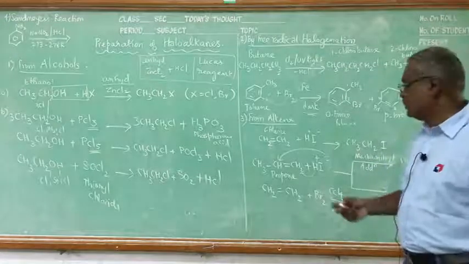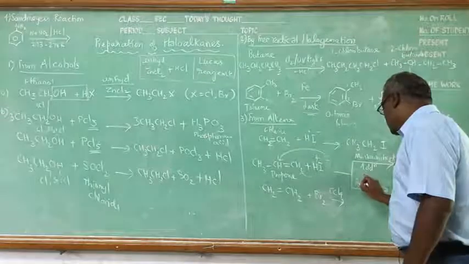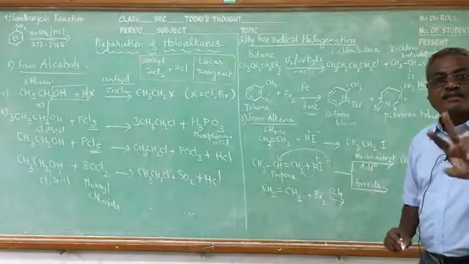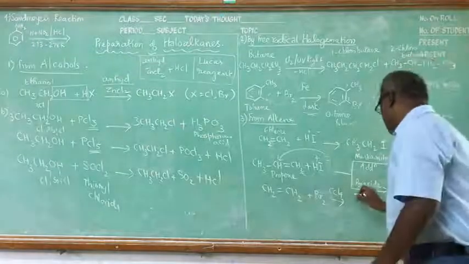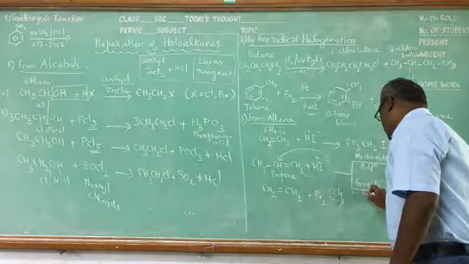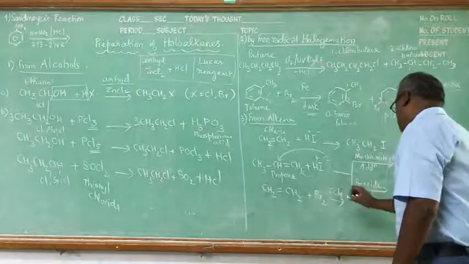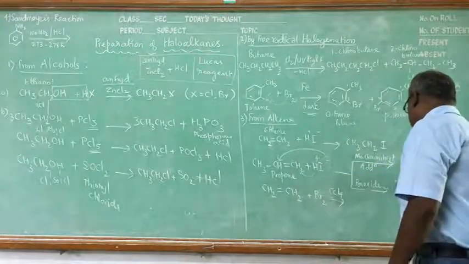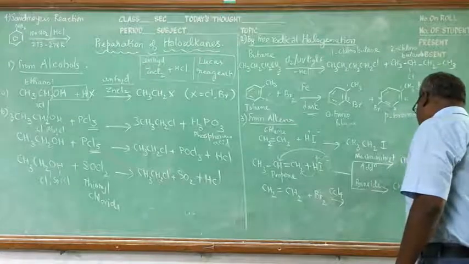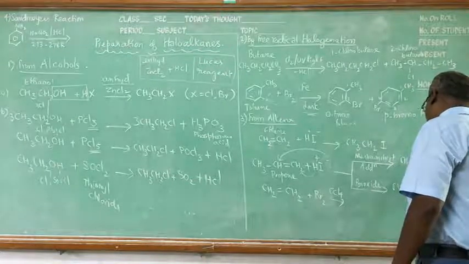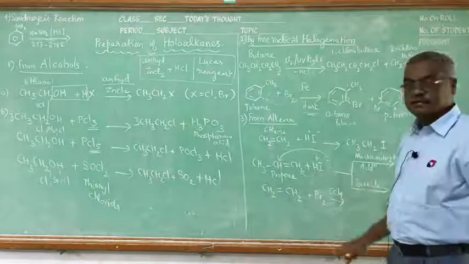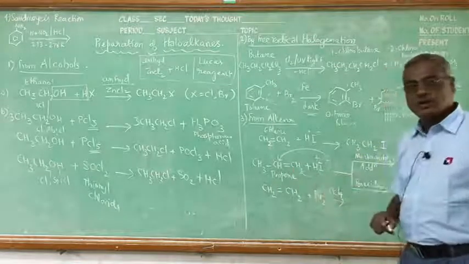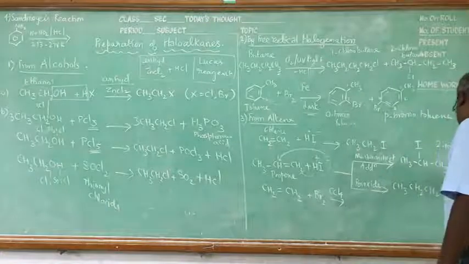Suppose, sir, I don't want 2-iodopropane, I want 1-iodopropane. Then what do you have to do? We have to put in a peroxide. If you put a peroxide, then the reaction takes place by the anti-Markovnikov rule. In the anti-Markovnikov way, the negative part goes to the carbon containing more hydrogen atoms. So here you will get CH3, CH2, CH2I. The reverse way takes place. Hydrogen will go here and iodine will go here. That is the anti-Markovnikov rule, also known as the Kharasch effect.